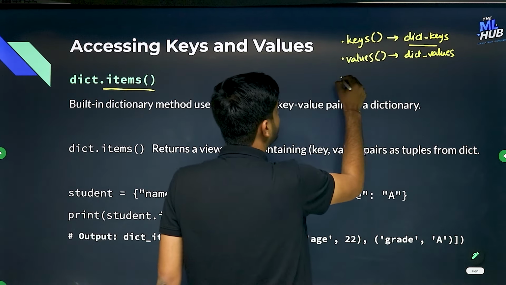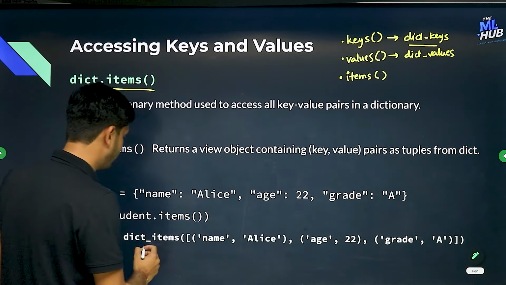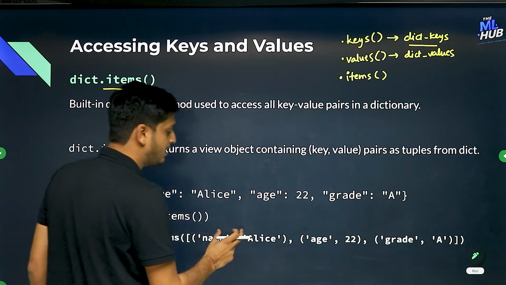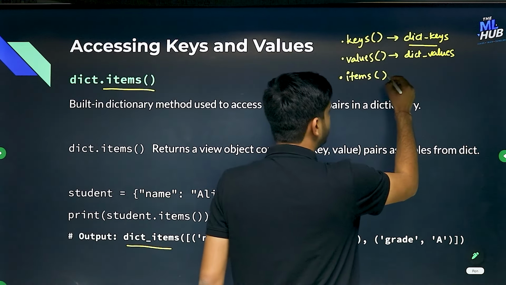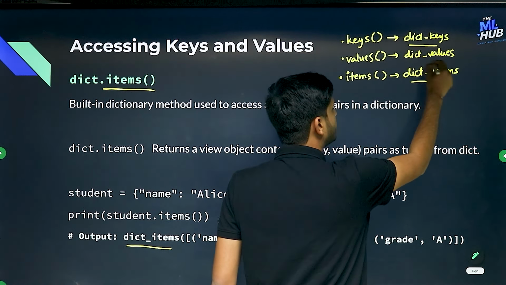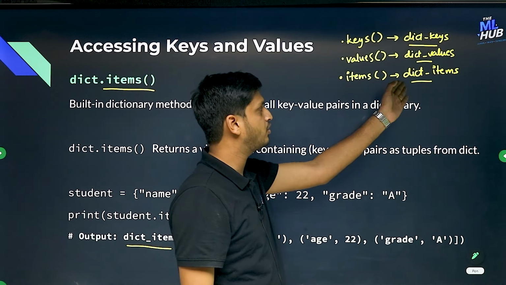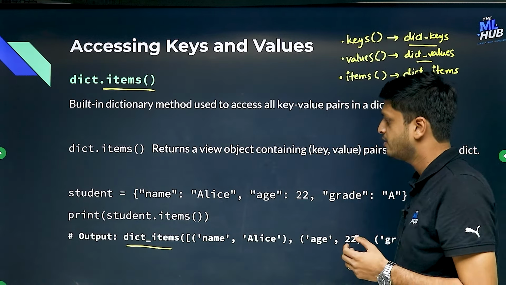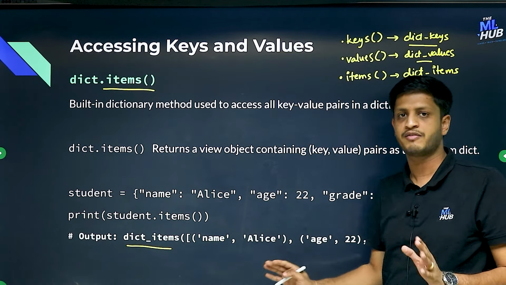And then we have dot items. Dot items gives you key value pairs. So it will give you an object of type dict items. Again, don't worry about it. It is like a tuple containing key, comma value, key, comma value, key, comma value. Ideally it gives you dict items. But again, it is also an iterable, so you can iterate over it, or you can convert it into some other data type like a list if you want. If you convert it into a list, you will get a list of tuples containing key, comma value pairs. But right now it will be of type dict items. Again, we can convert it if you want.